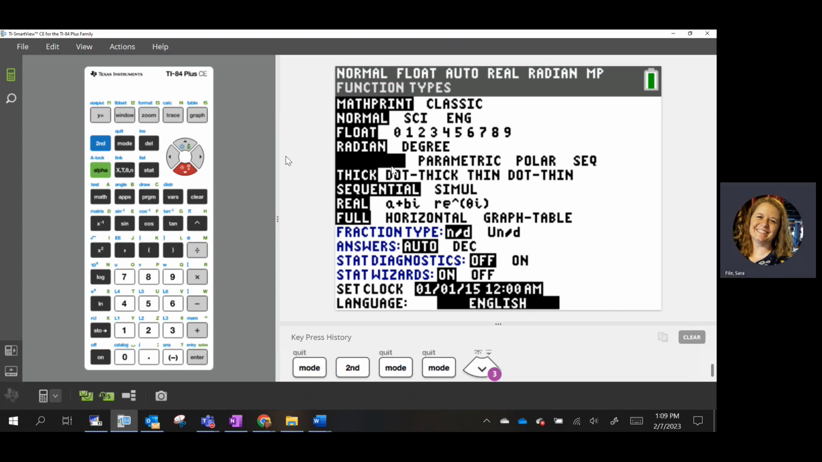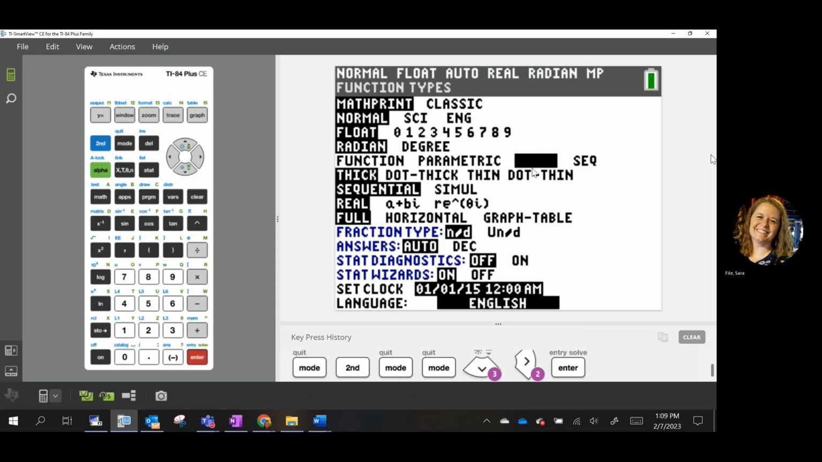We have always used our calculator in function mode, but now we are dealing not with regular rectangular coordinate functions. We're dealing with polar functions. So over here, I'm going to arrow to the right and hit enter to highlight polar. So I'm changing my calculator to polar mode. And then I'm going to go down 2 more rows.